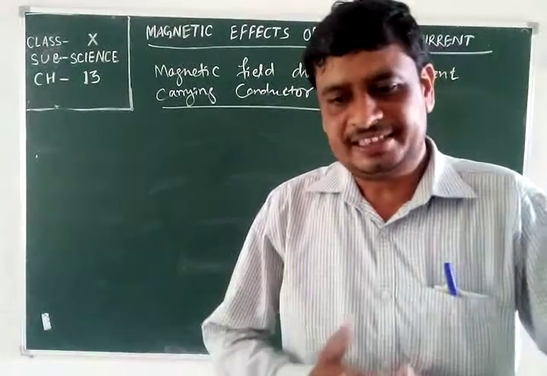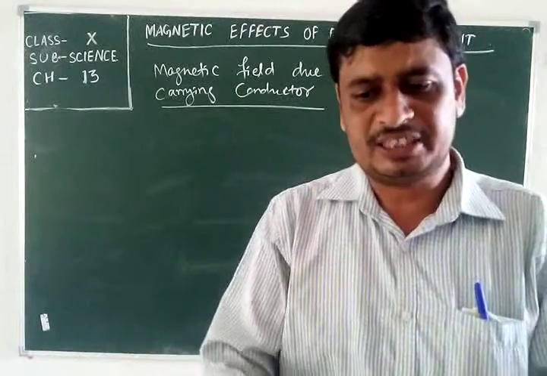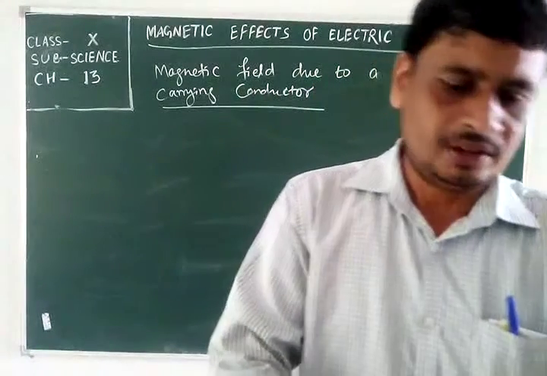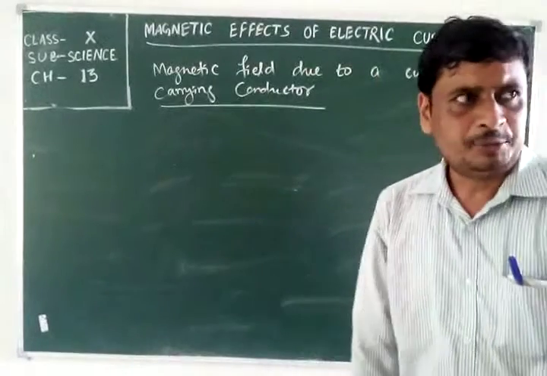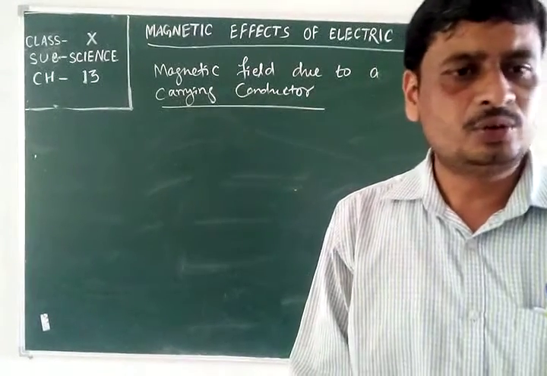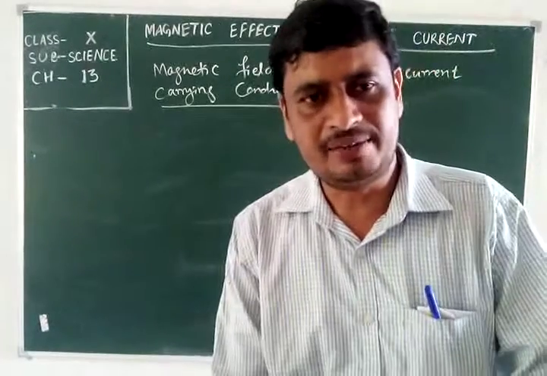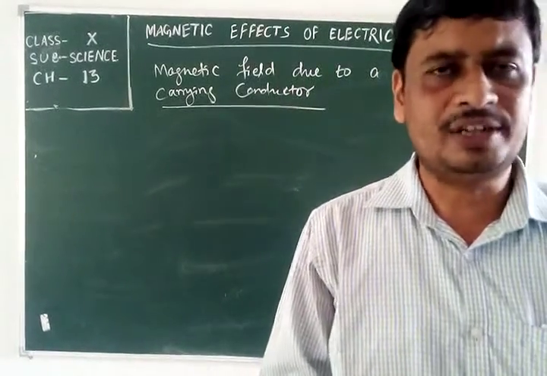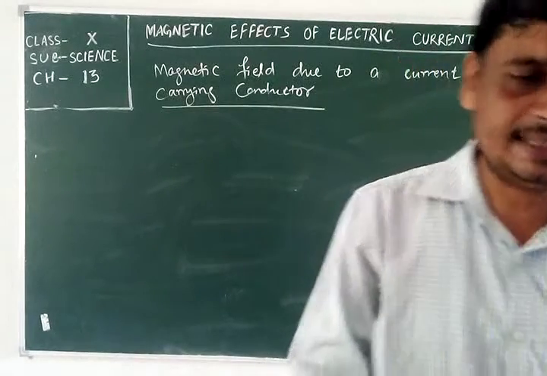We have seen that electric current through a metallic conductor produces a magnetic field around it. Now we have to take a long straight copper wire, 2 or 3 cells of 1.5 volts each, and a plug key, and we have to connect all of them in series.